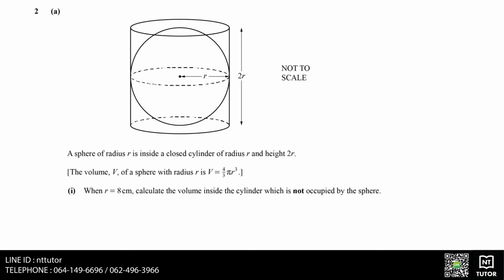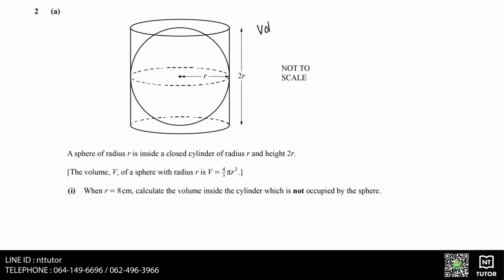A sphere of radius r is inside a closed cylinder of radius r and height 2r. When r equals 8 centimeters, calculate the volume inside the cylinder which is not occupied by the sphere.